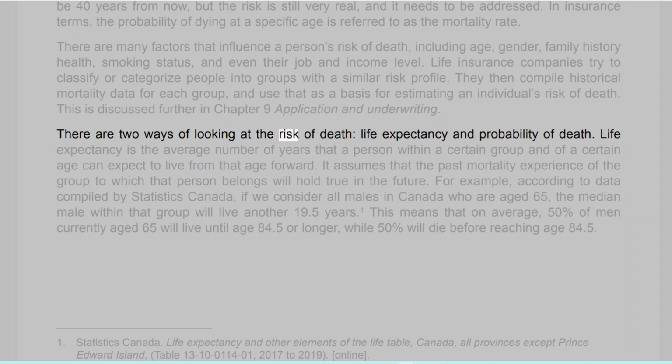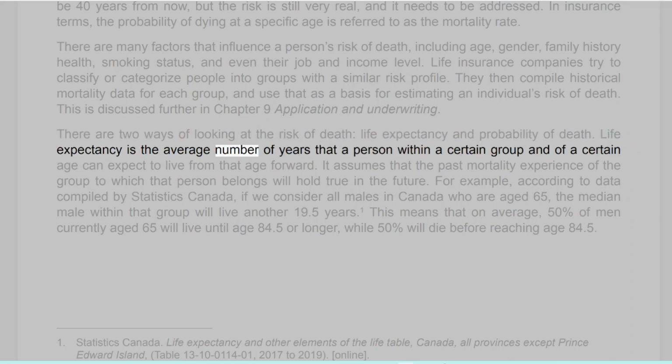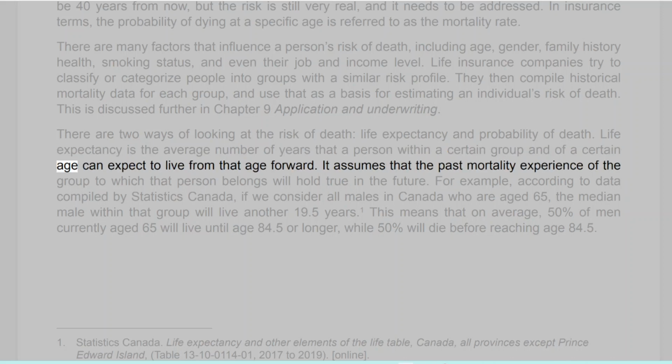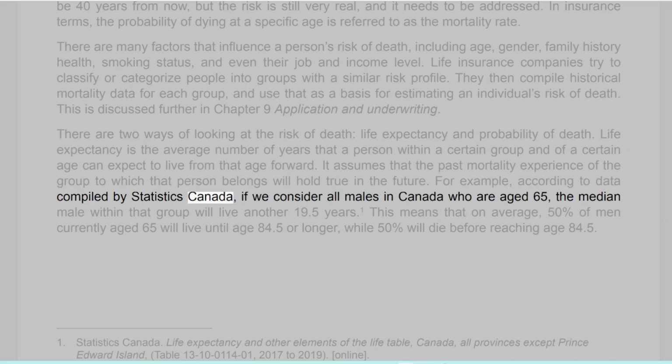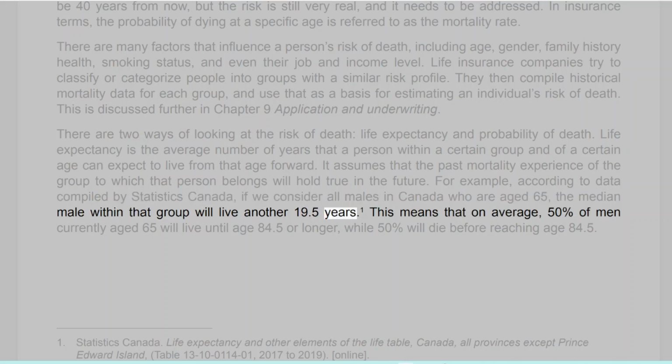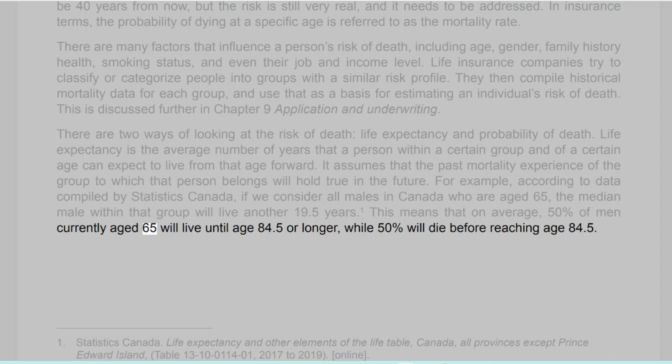There are two ways of looking at the risk of death: life expectancy and probability of death. Life expectancy is the average number of years that a person within a certain group and of a certain age can expect to live from that age forward. It assumes that the past mortality experience of the group to which that person belongs will hold true in the future. For example, according to data compiled by Statistics Canada, if we consider all males in Canada who are aged 65, the median male within that group will live another 19.5 years. This means that on average, 50% of men currently aged 65 will live until age 84.5 or longer, while 50% will die before reaching age 84.5.